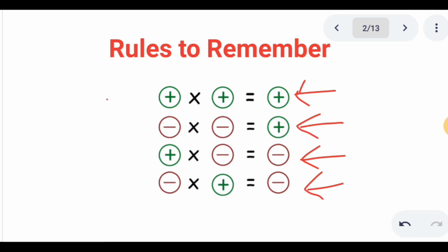So we mainly learn that whenever two similar signs multiply with each other, the result is always a plus, either plus into plus or minus into minus. Another thing is that whenever the two signs are different, like plus into minus or minus into plus, the answer will always be minus. So these rules we must remember to solve this exercise.